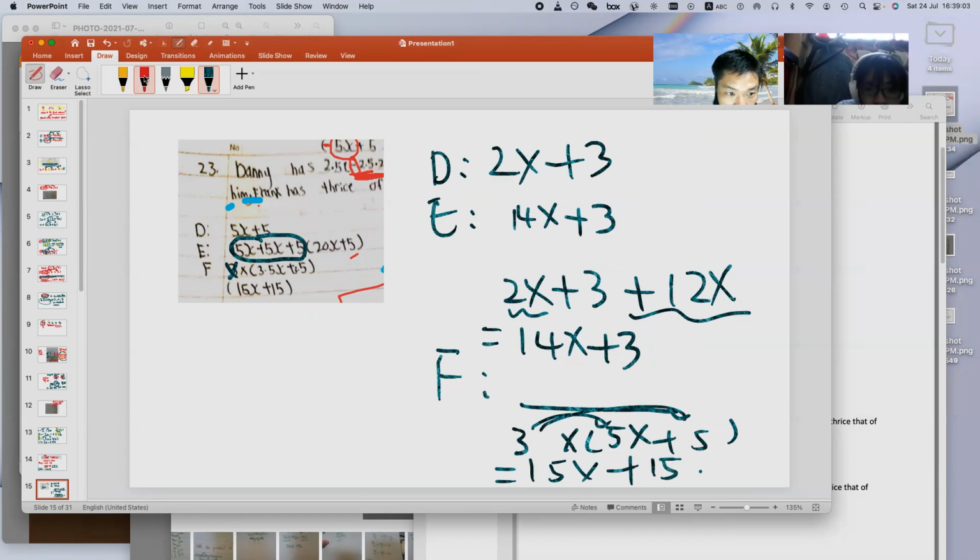So the F here, you're supposed to write 15x plus 15. You get it? Do you know how to present now?